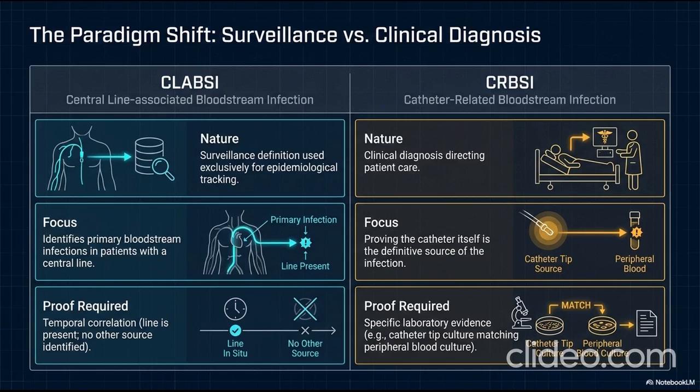Defining the central line. For the purposes of surveillance, a central line is defined as an intravascular catheter that terminates at or close to the heart or in one of the great vessels. These vessels include the aorta, pulmonary artery, superior and inferior vena cava, brachiocephalic veins, internal jugular, subclavian, external and common iliac, and femoral veins. Notably, for neonates, the umbilical artery or vein is also considered a valid central line.